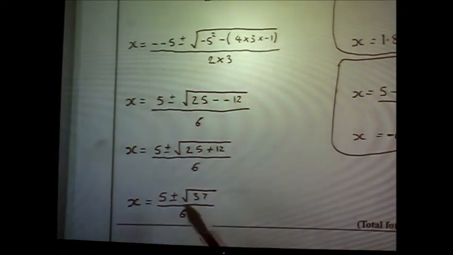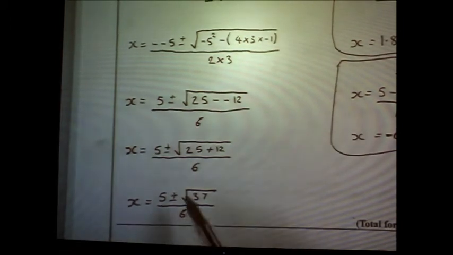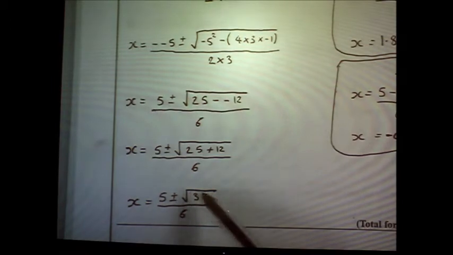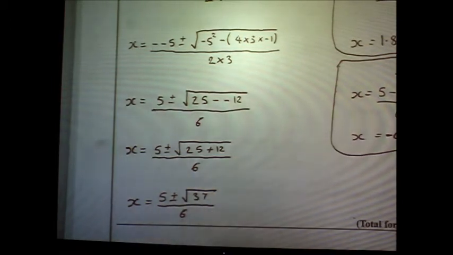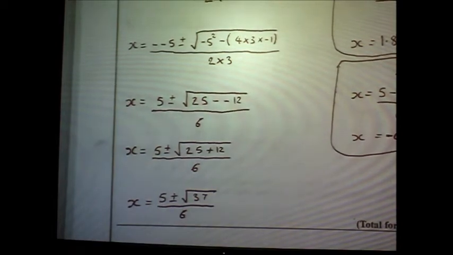Now there's two solutions to this, and you've got to solve this twice: when you do 5 add the square root of 37 divided by 6, and one where you do 5 take away the square root of 37 divided by 6.